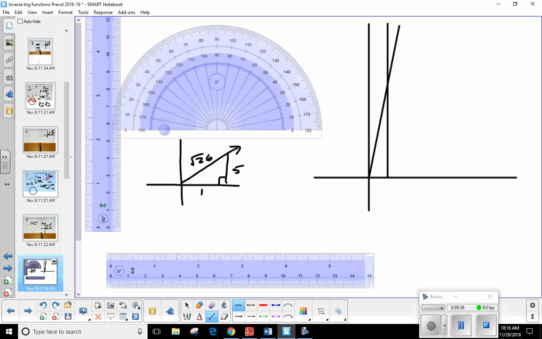There you go. In fact, did anybody happen to go home last night and try this? Actually get the measure?